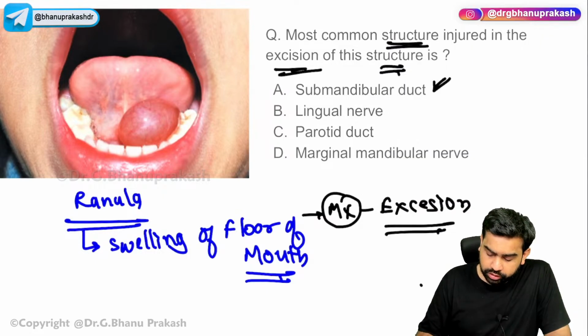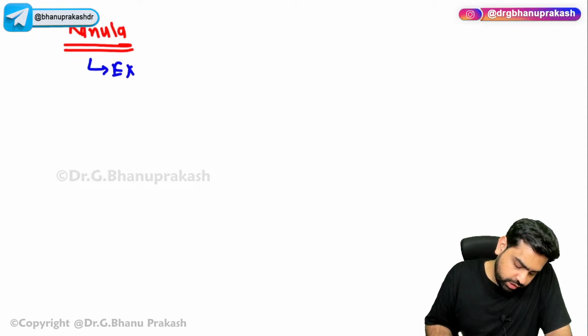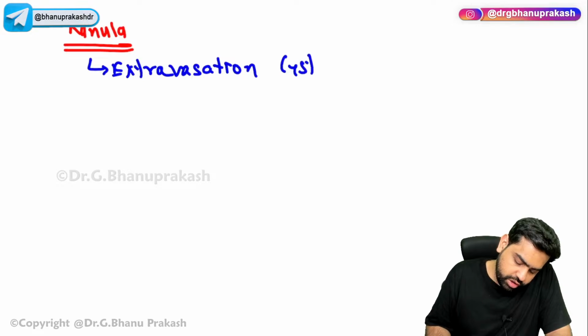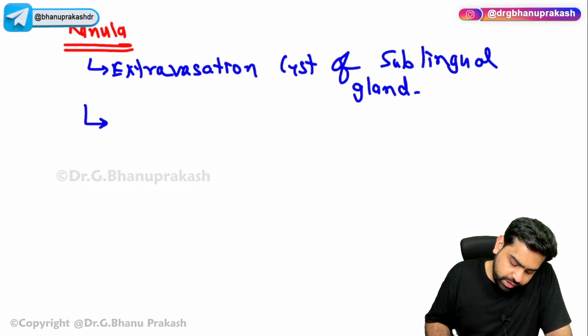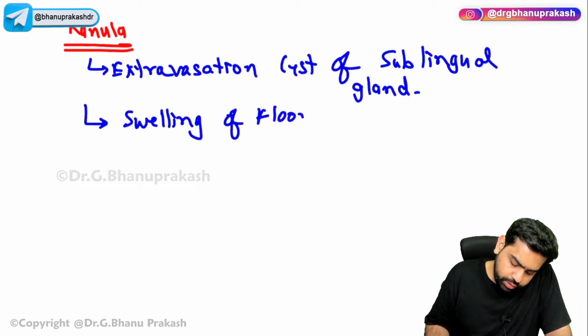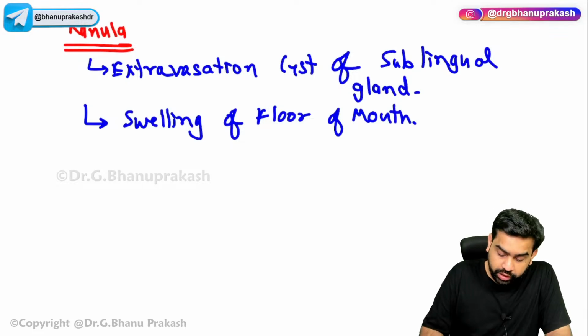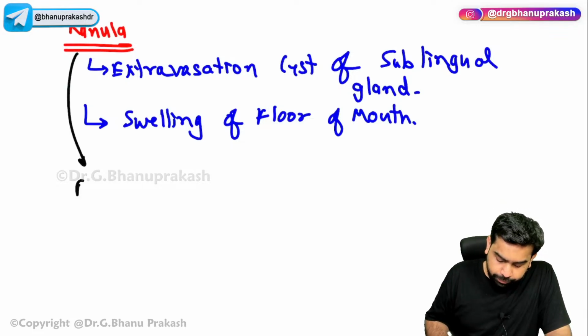So in the surgeries of the ranula, first of all, what is this ranula? Ranula is usually an extravasation cyst of the sublingual gland. This basically presents as the swelling of the floor of the mouth. Now, whenever you have patients of ranula, the management is an excision.